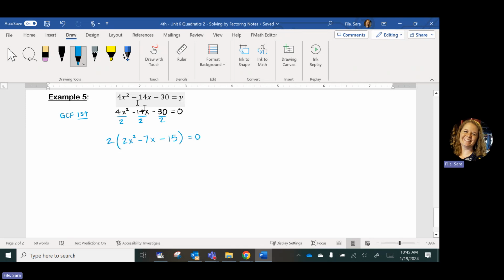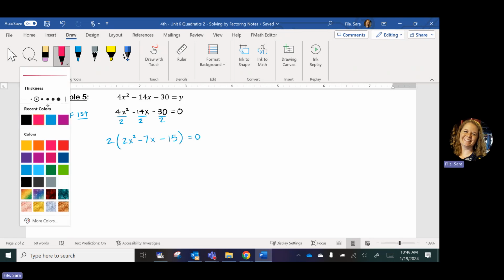Now, if there had been a GCF that had an x and you pulled out an x, you can't just get rid of your x. That's a factor. But just this number, I can just ignore it for now. I'm just going to focus on this trinomial. Okay, A is still not 1, so let's try either grouping or box method. We're focusing on this trinomial right here.